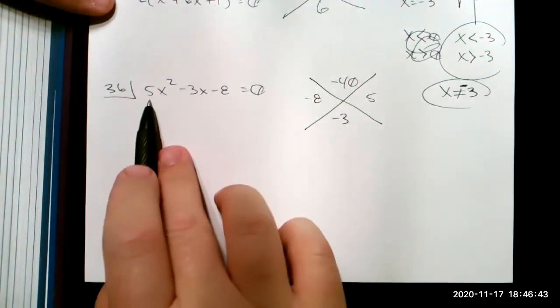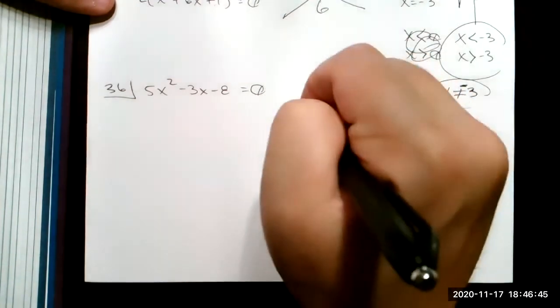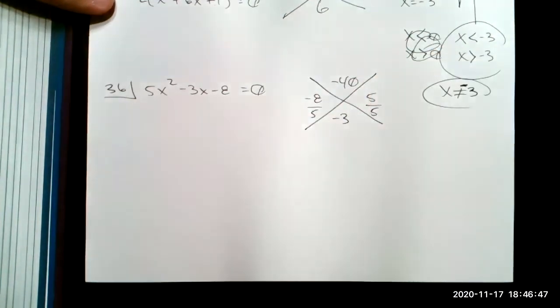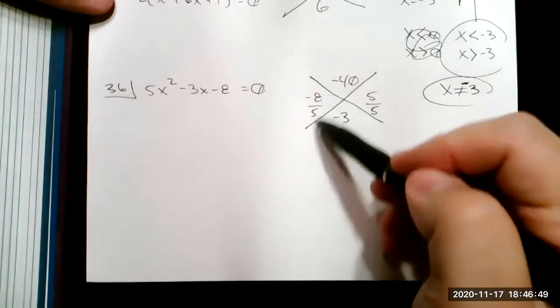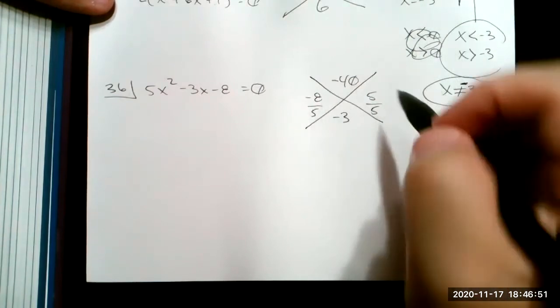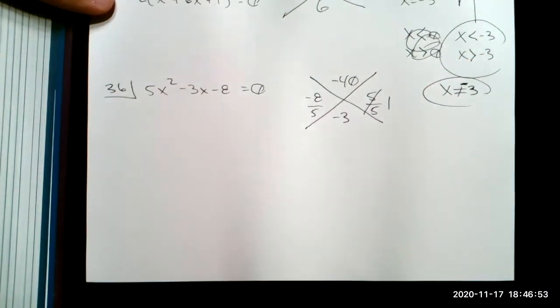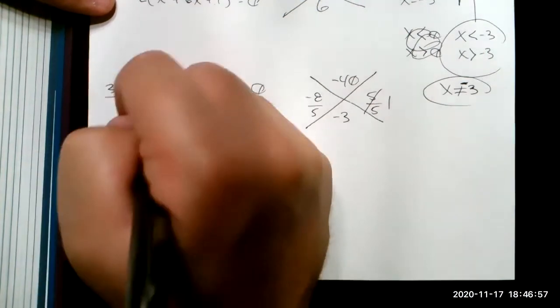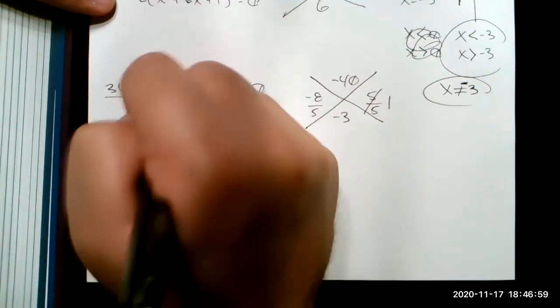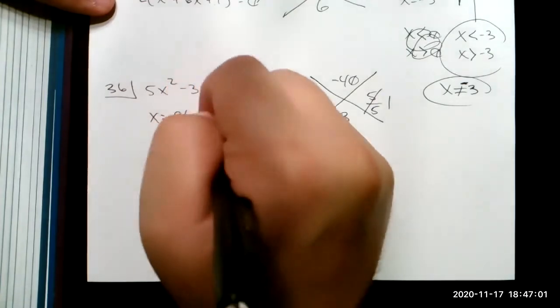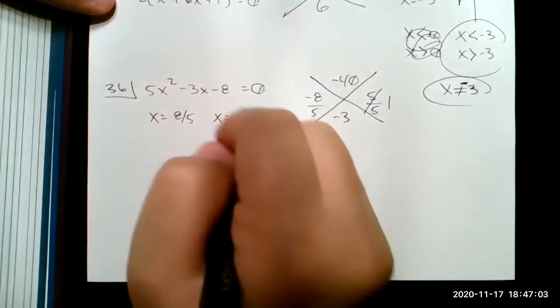I do have an A value here, so don't forget to go back and divide by 5 and then simplify. -8/5 can't reduce, it can't even simplify, but 5/5 is the same thing as 1. So my answer is going to be x equals 8/5 and x equals -1.